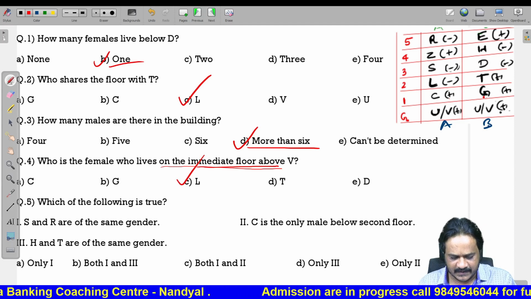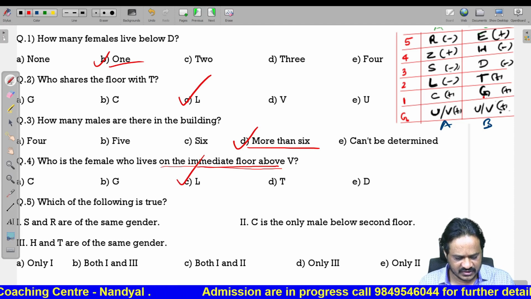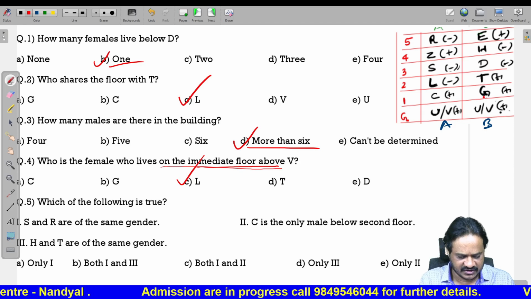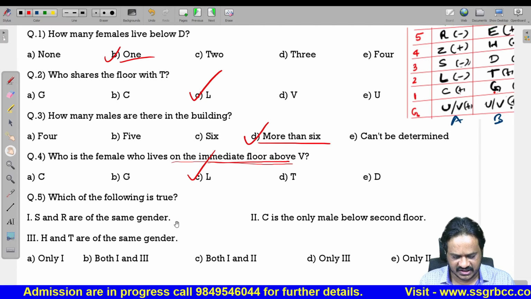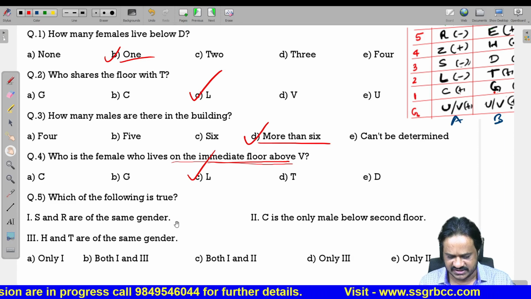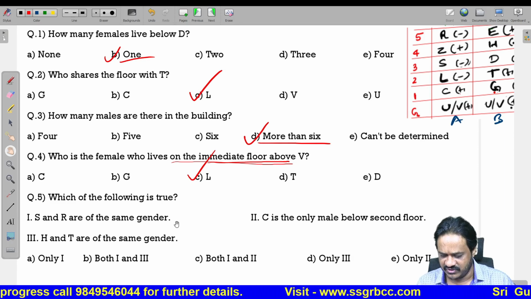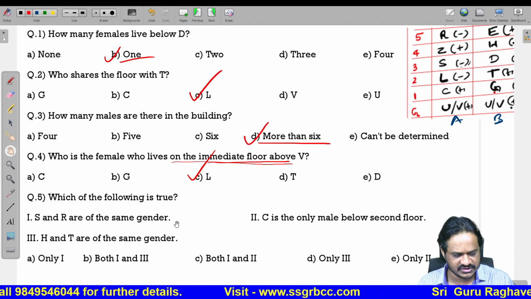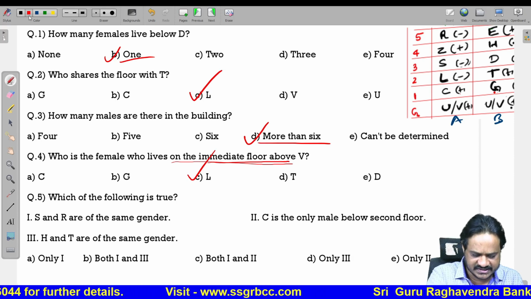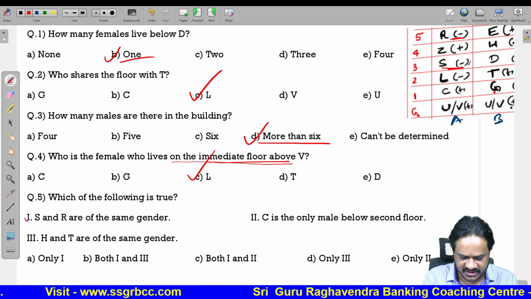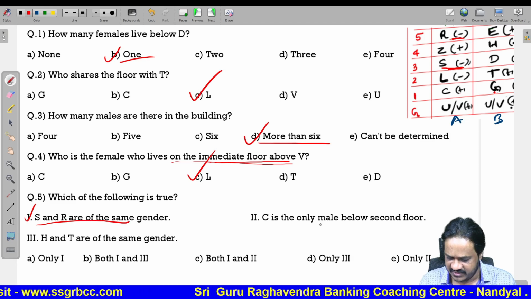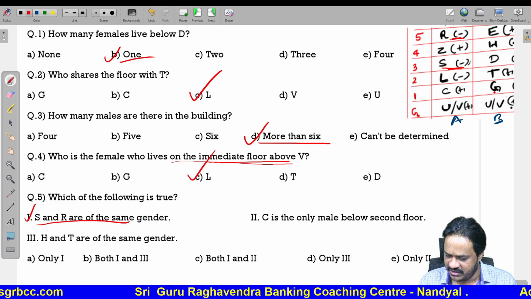L. Which is true? L, S, R, they are of the same gender. S and R, they are of the same gender. That is not correct. C is the only male who lives below the second floor. So here S and R are of the same gender, correct? Because S is minus, R is also minus. First one is definitely correct.